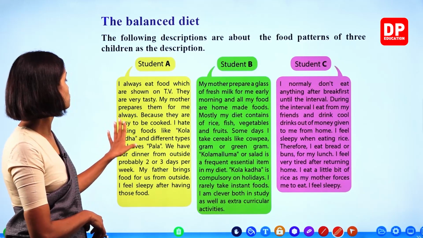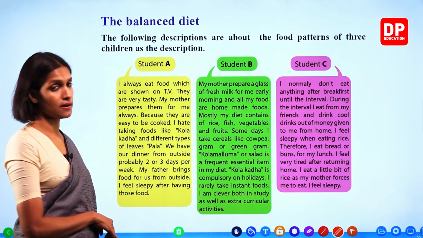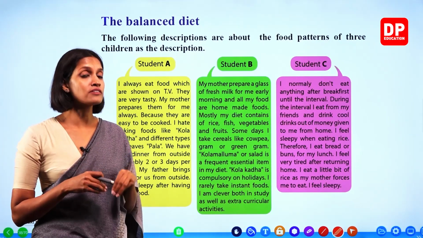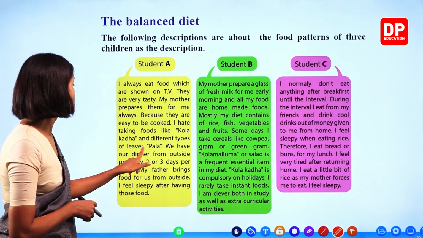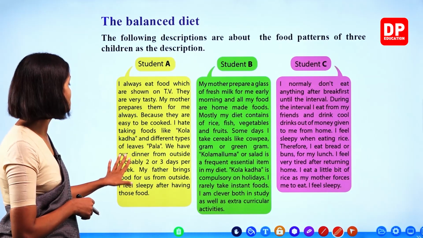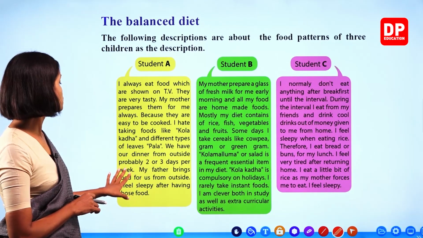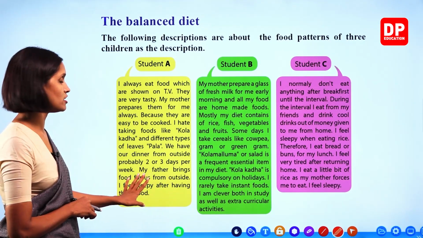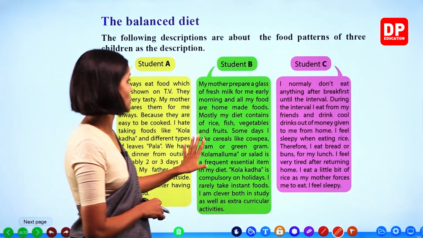I hate taking foods like kolakanda and different types of leaves. So kolakanda is made with green leaves. Right? Okay. We have our dinner from outside probably 2 or 3 days per week. My father brings food for us from outside. I feel sleepy after having those foods. That is student A. First, we will go through them.